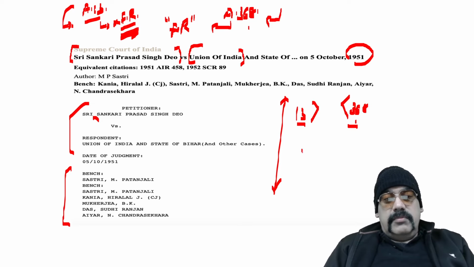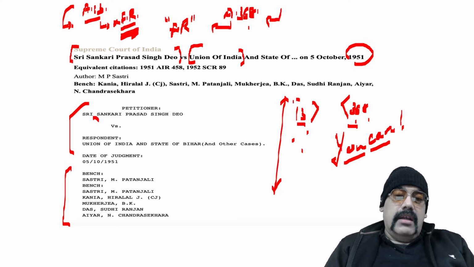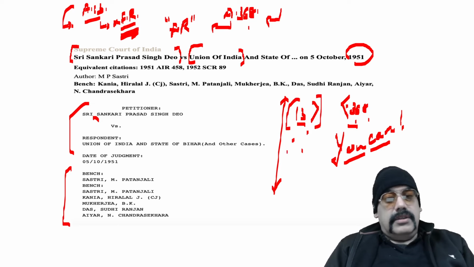Finally, the judgment says yes. What? Yes, you can. Article 368 can be used to amend or to change the fundamental right. Article 13 does not act as a limitation on Article 368.